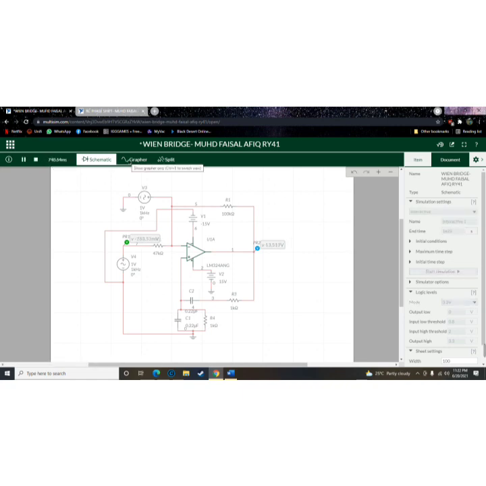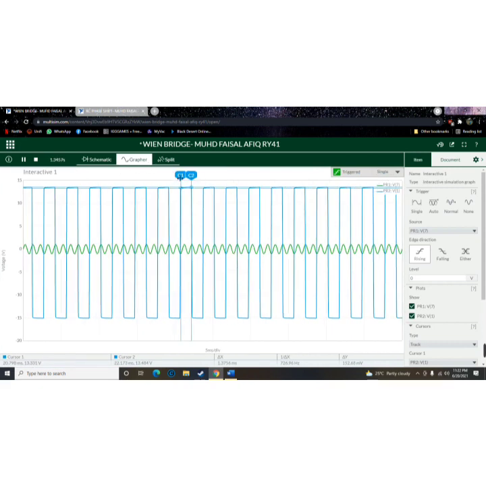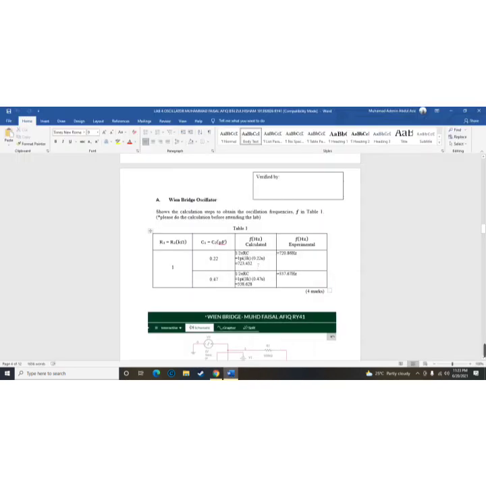We go to the graph, adjust cursor 1 and cursor 2, and now we get the result for frequency is 726.96 Hertz, while the calculated value is 723.432. That's close enough, and I think the experiment is successfully running.